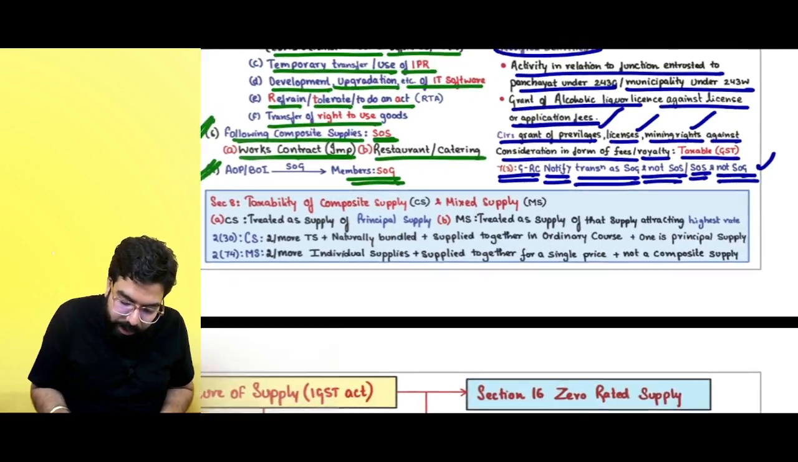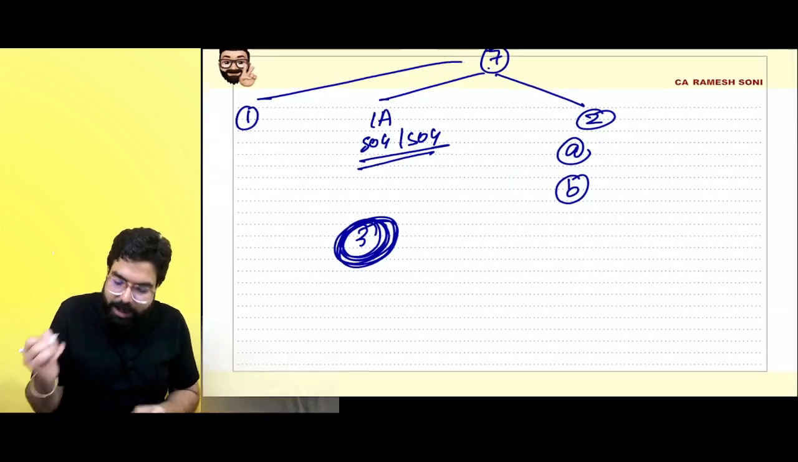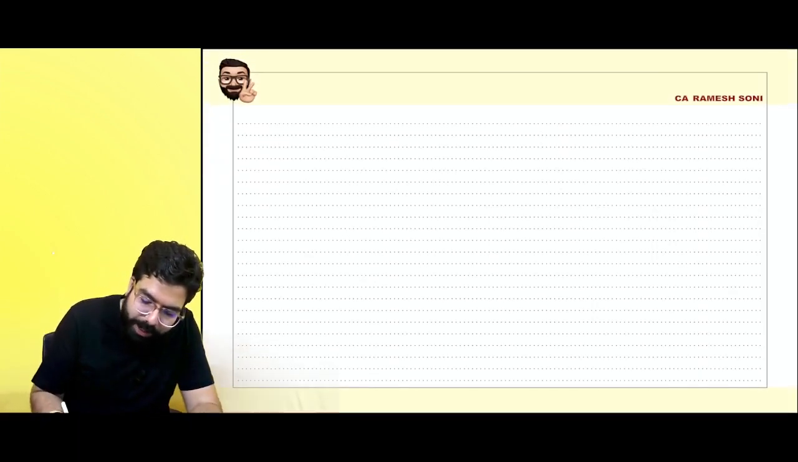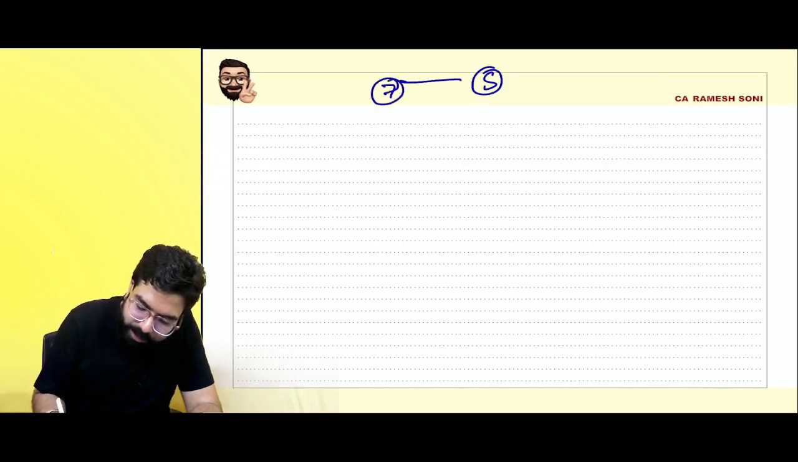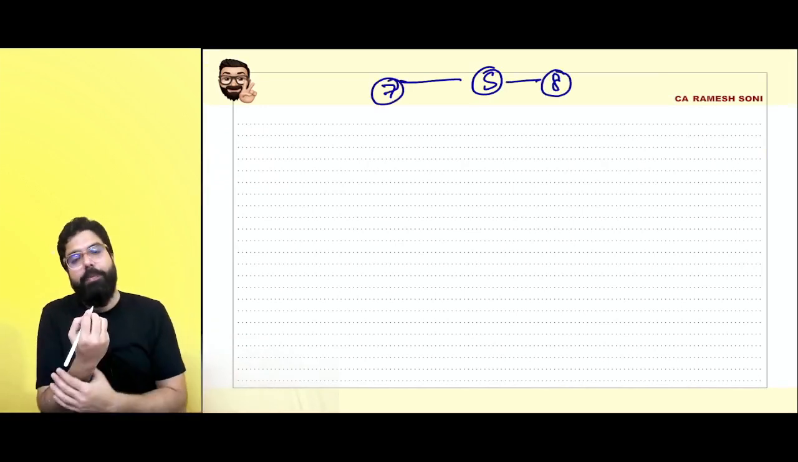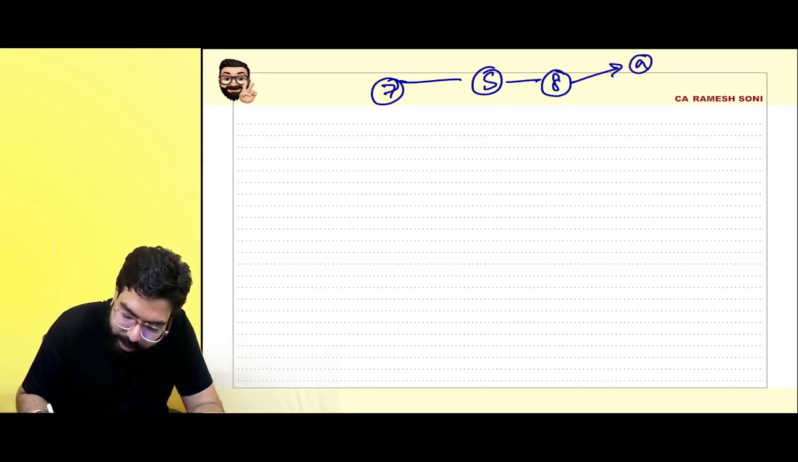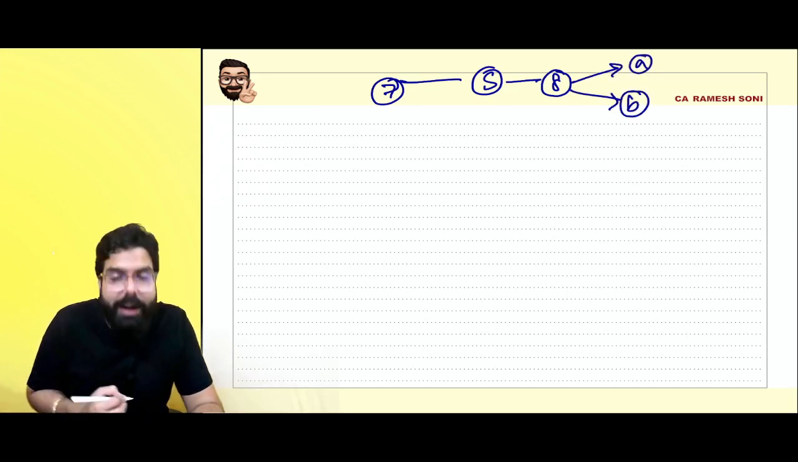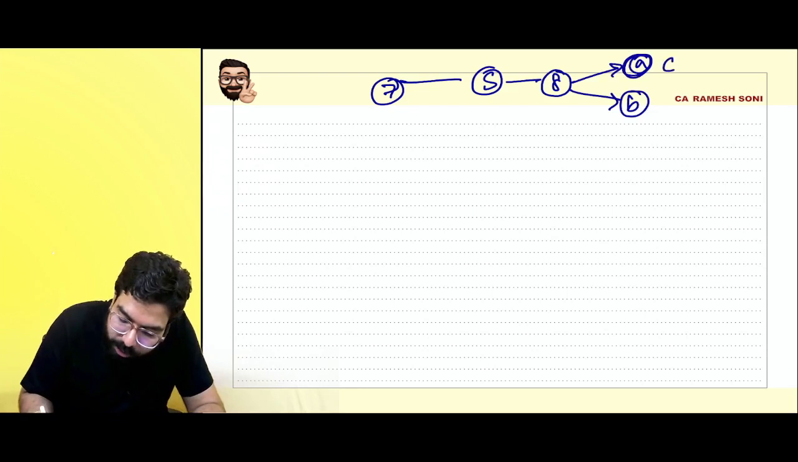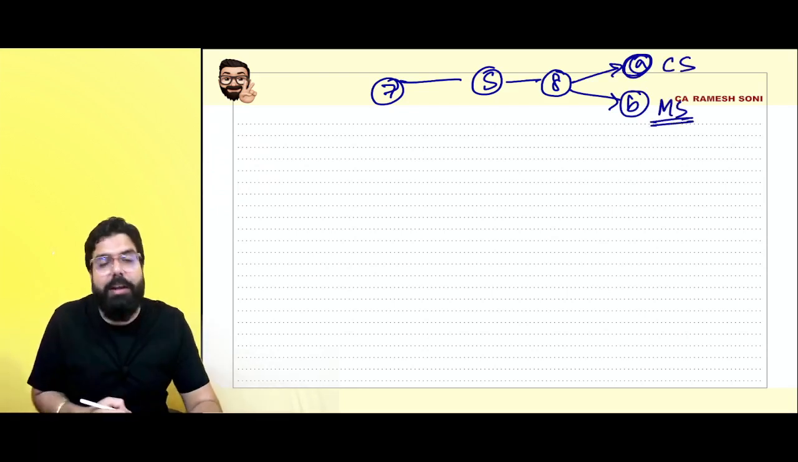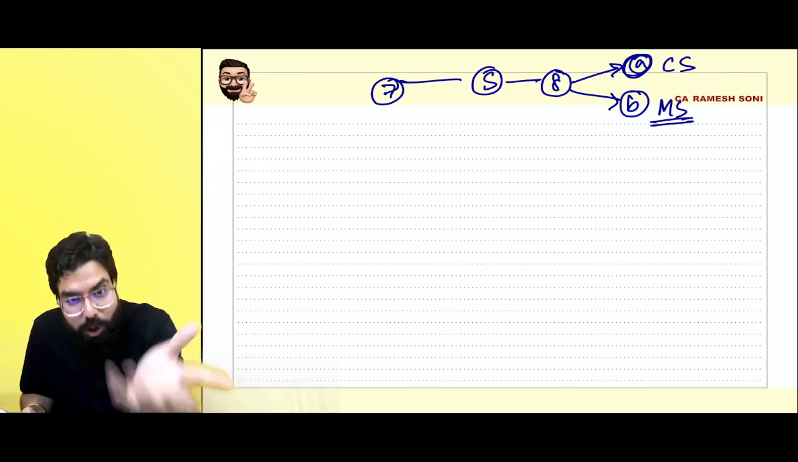Now we have section number 8. Whenever we talk about supply in section number 7, we learn section number 8 is there. Sir, what is section number 8 telling? When you read, section number 8 has 8A and 8B. 8A talks about the taxability of composite supply and the taxability of mixed supply. But sir, what is composite supply and what is mixed supply?